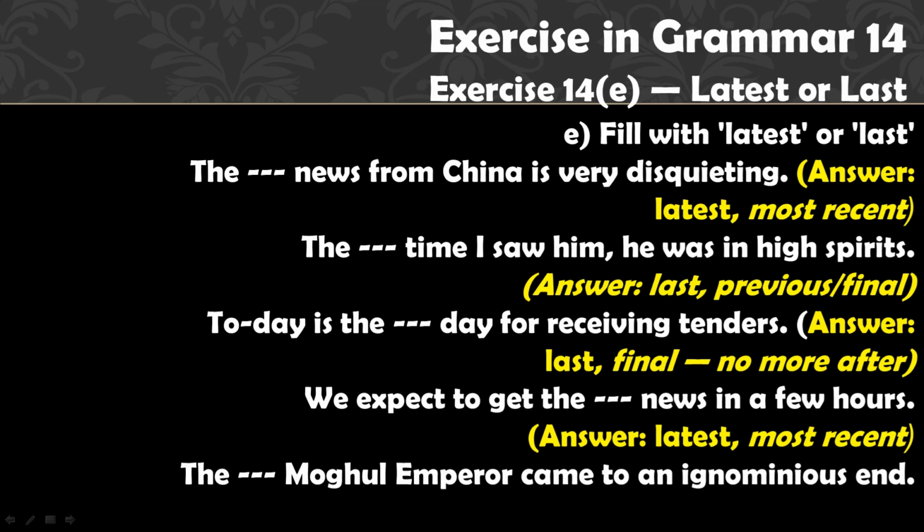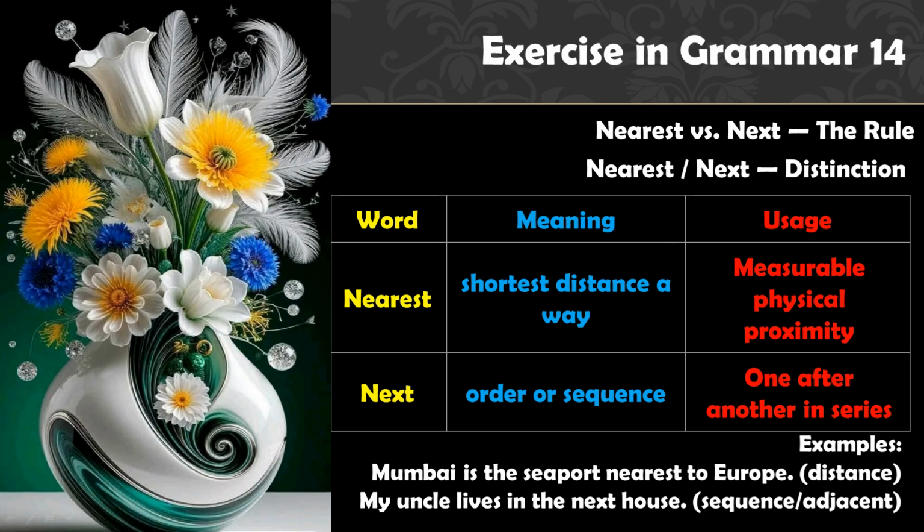Then sentence 5. The dash Mughal emperor came to an ignominious end. The answer is last, because it means the final emperor after whom no other Mughal emperor ruled. So the sentence becomes, the last Mughal emperor came to an ignominious end. Now let's go to the next slide, that is about nearest versus next.